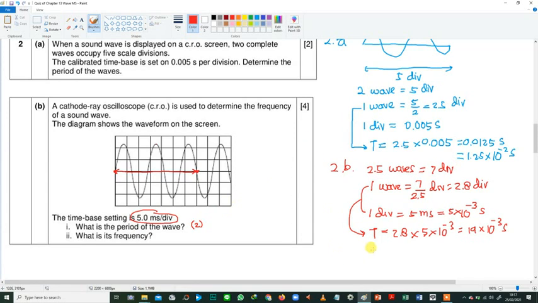After that, we have to find the frequency. Frequency is 1 over period. That means 1 over 14 times 10 to the power of minus 3. So use your calculator. You will get 71.4. So I'm going to just write 71 as the result, and for frequency the unit must be in hertz. So this is the answer for 2B.